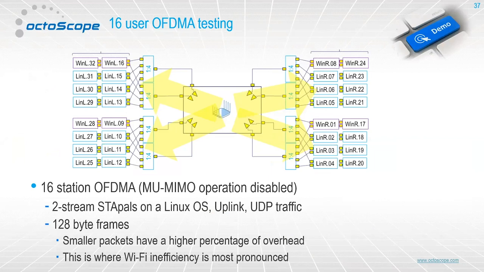In the previous 2 slides, I had those little green lines showing where stuff was going. So this has 16 stations. So I just got bored of drawing 16 lines. So instead, I just drew big, fat yellow arrows. But that's what that means. So I basically have this access point, the device under test, is now talking to 16 of the 32 stations that I have in here. We're running, again, I mentioned before, these are 2 streams. I'm running 128 byte packets. This is uplink UDP traffic.